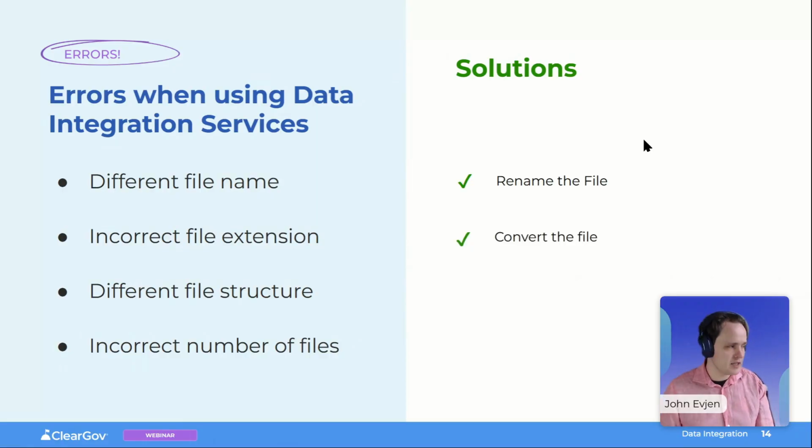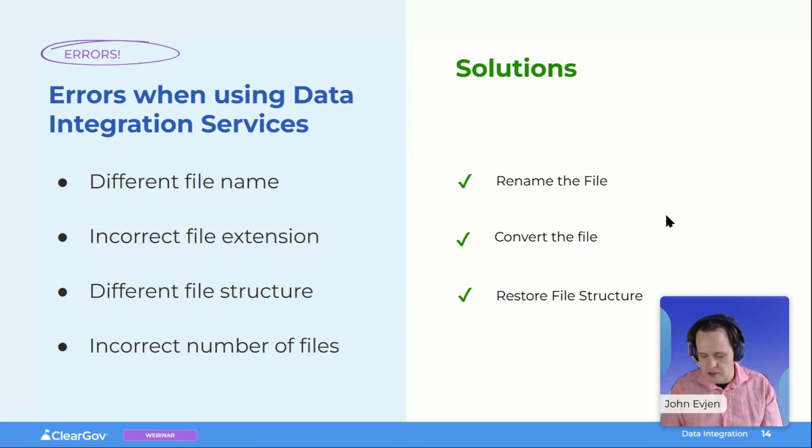If you have the incorrect file extension, so you upload a CSV when you're supposed to upload an XLSX, you just have to convert the file. So you would open up that file and save it as the desired file output. I'm going to make the assumption everybody here on this webinar knows exactly what's going on there.